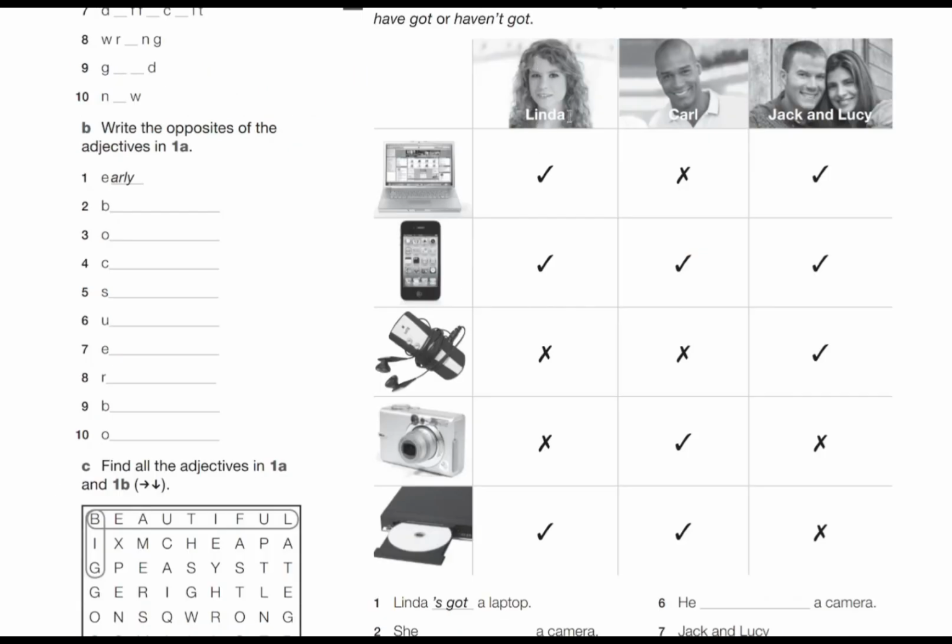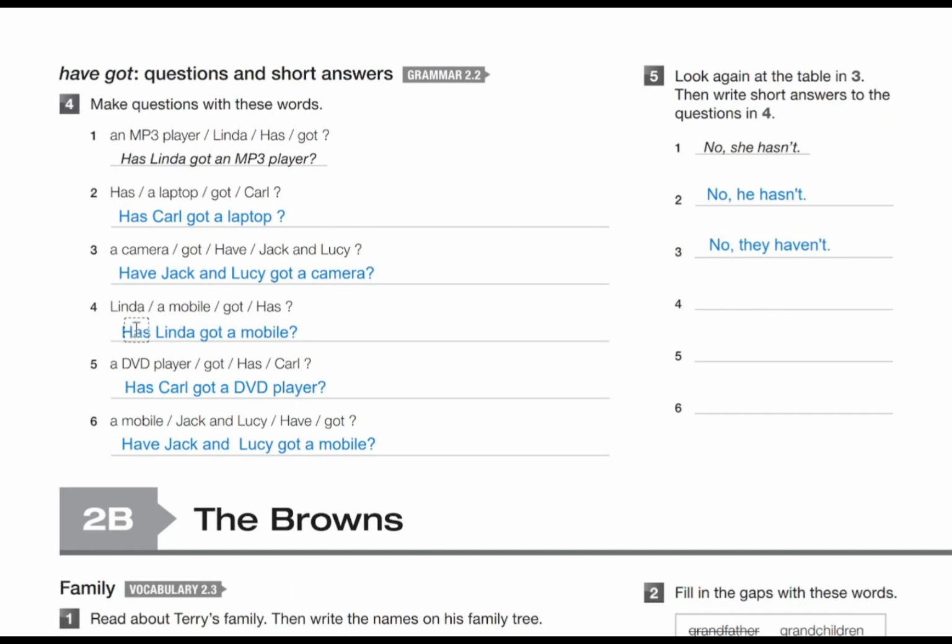Okay. Number four, has Linda got a mobile? Yes, as you can see here, she has got a mobile because there's a tick on the table. So we're going to say, yes, she has. When the question starts with have or has, we should answer with has or hasn't, or have or haven't, depending on whether we say yes or no. So here, number four, has Linda got a mobile? Yes, she has.